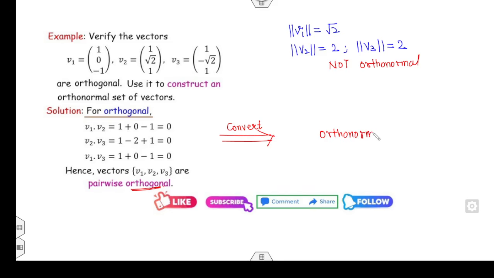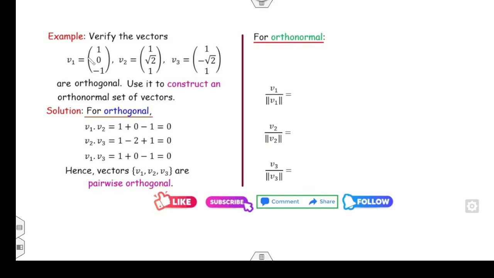Fine. But because they are an orthogonal set, I can easily convert v1, v2, v3 into orthonormal vectors. And how can you convert them? By calculating the norms: v1 divided by its norm, v2 divided by its norm, and so on. So how can you calculate the norm? This is the same example as the previous. That is 1 plus 0 plus 1, which is root 2. Similarly, norm of v2 is 2, and norm of v3 is 2.